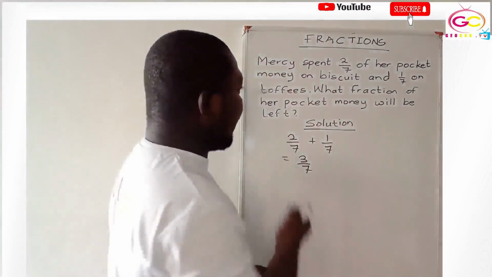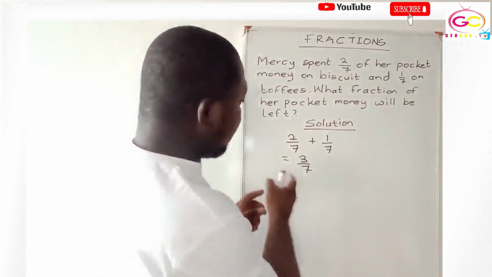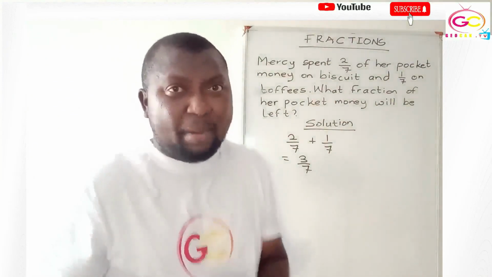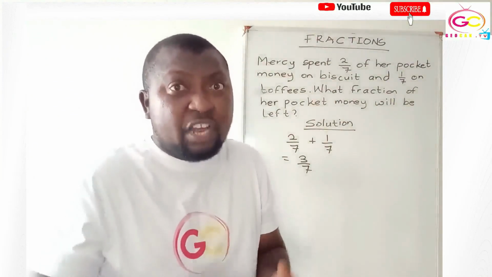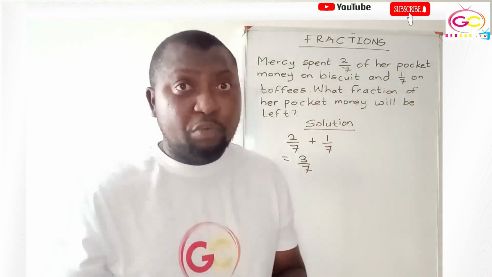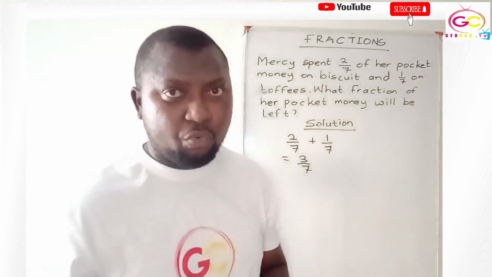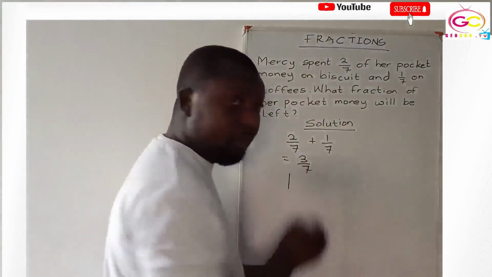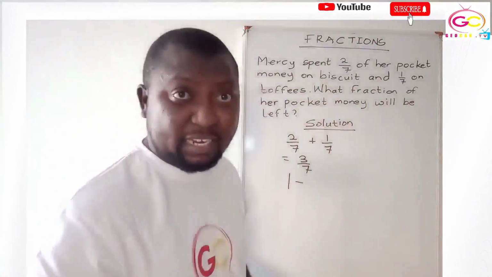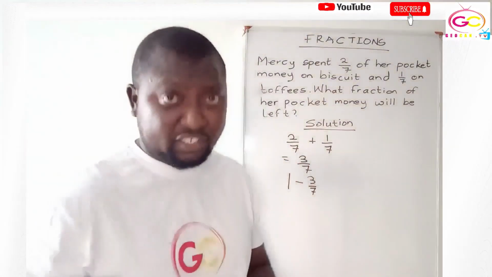But the question is seeking the total fraction of the pocket money left. Since we know the fraction spent, it becomes easy. Remember, I said fraction is always a part of a whole, and that whole is always represented as 1. Please take note, it's a critical rule. So that whole, 1, minus the fraction spent, 3 over 7, will give us the fraction left.